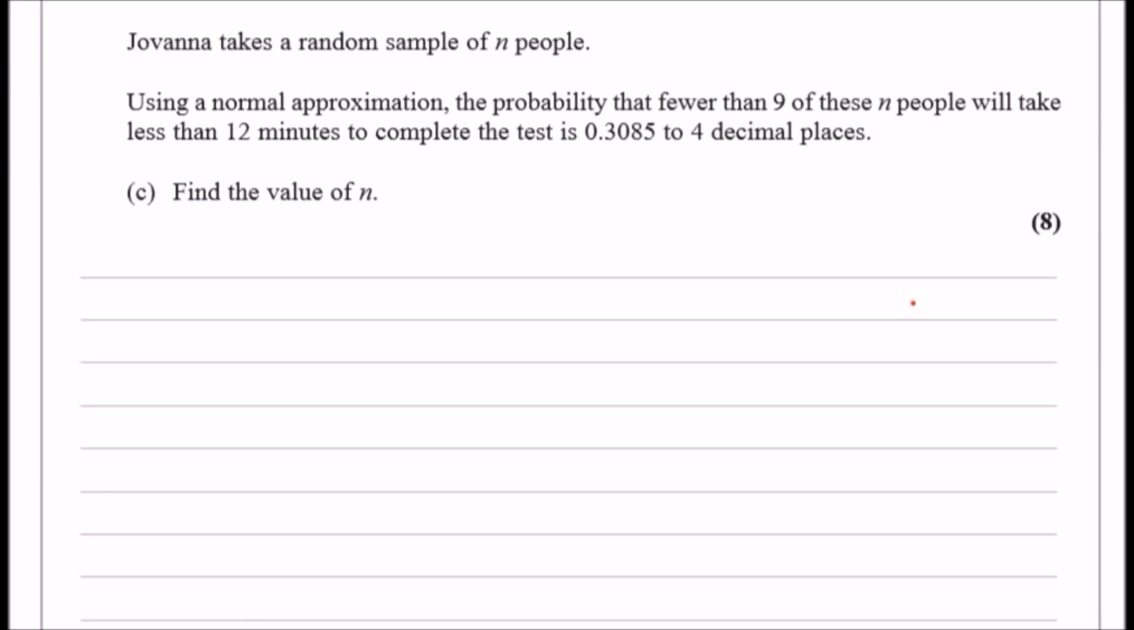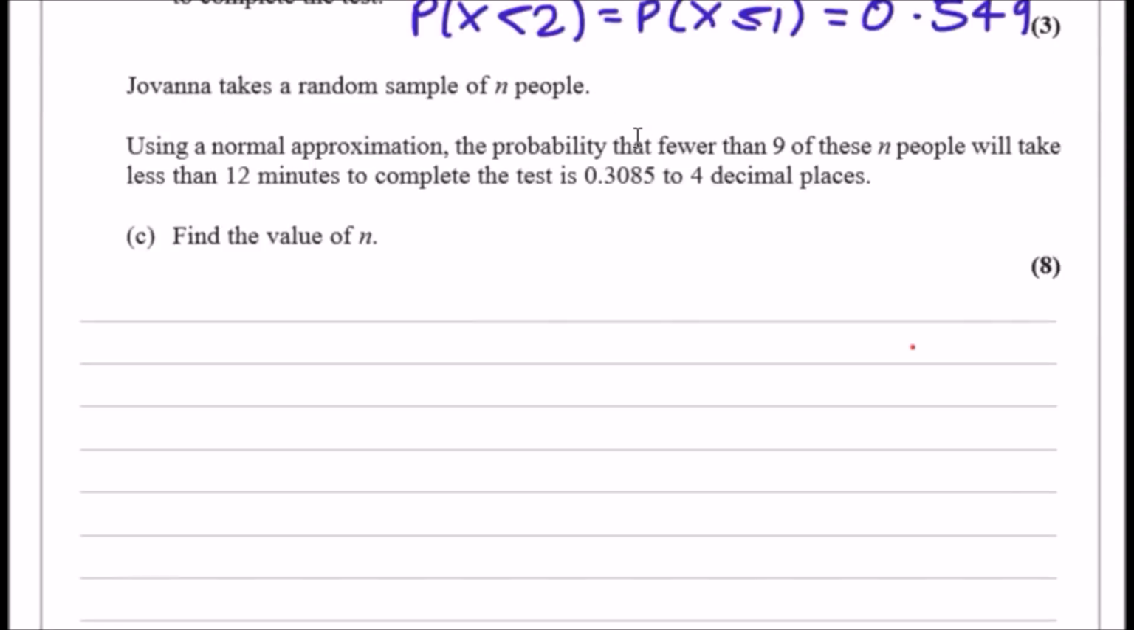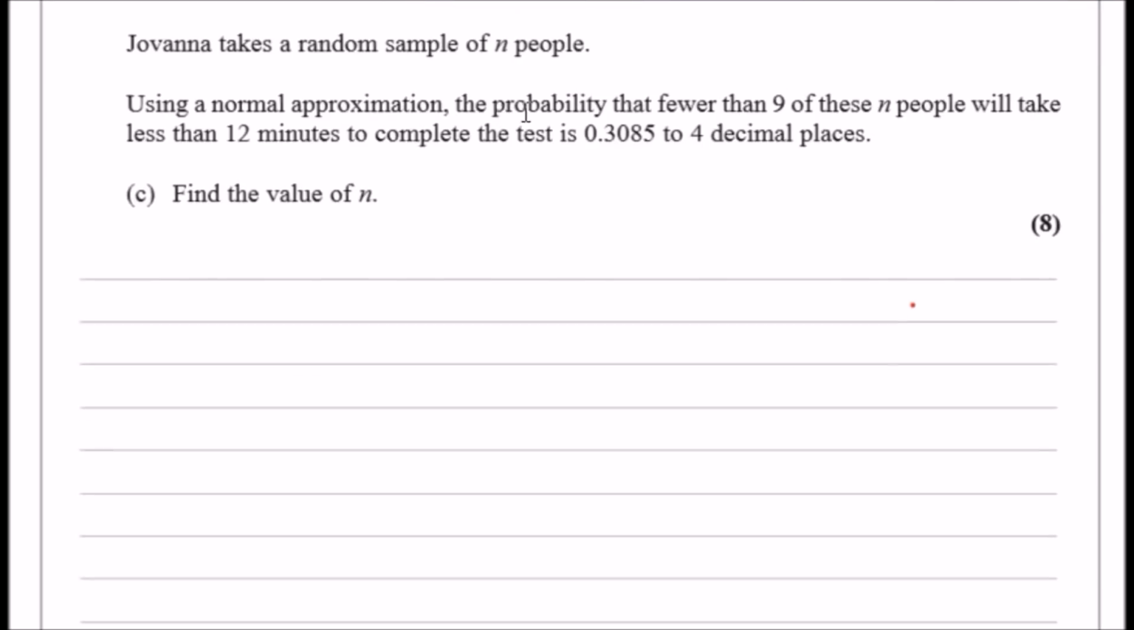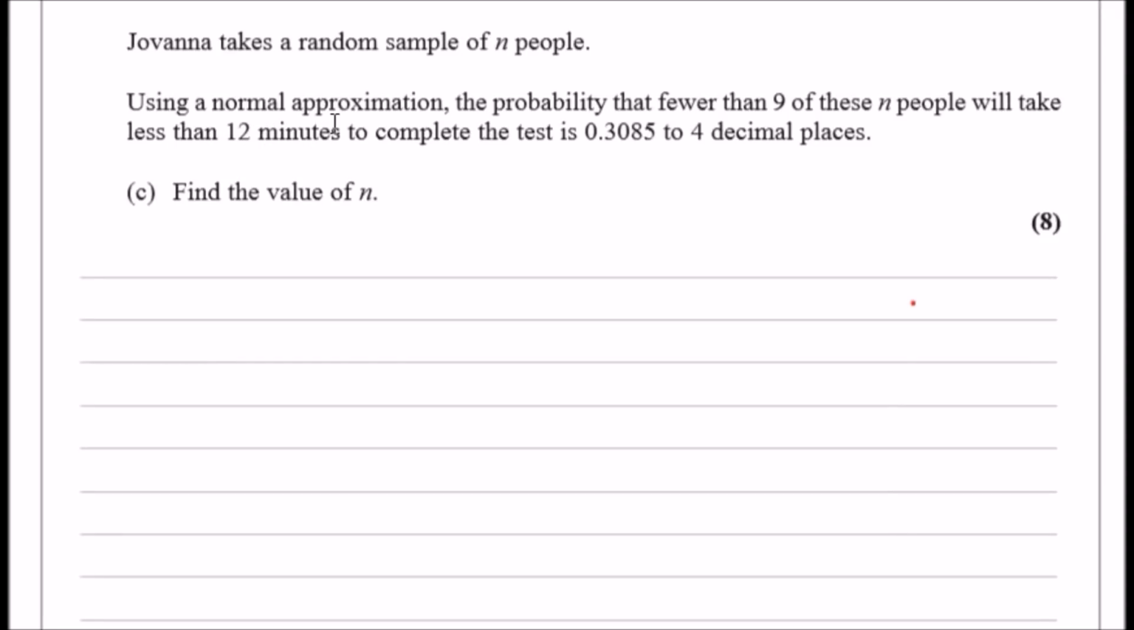Part C. So let's have a look. Giovanna takes a random sample of n people. Okay, so instead of the previous one where we had 15 people, now we've got n. Using a normal approximation, so this is converting either binomial or Poisson to normal, but this is likely going to be binomial. The probability that fewer than 9 of these n people from the sample will take less than 12 minutes to complete the test is given to equal 0.3085. Find the number of people.